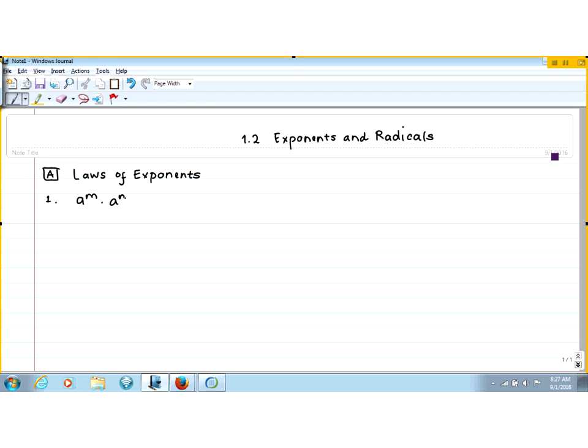What is a to the m multiplied by a to the n? Yes. Good. Not m times n. What is a to the m over a to the n? There you go. What is a to the m raised to the n? Yes. This is power of a power. What about if you have ab raised to the n? That is the power of products.